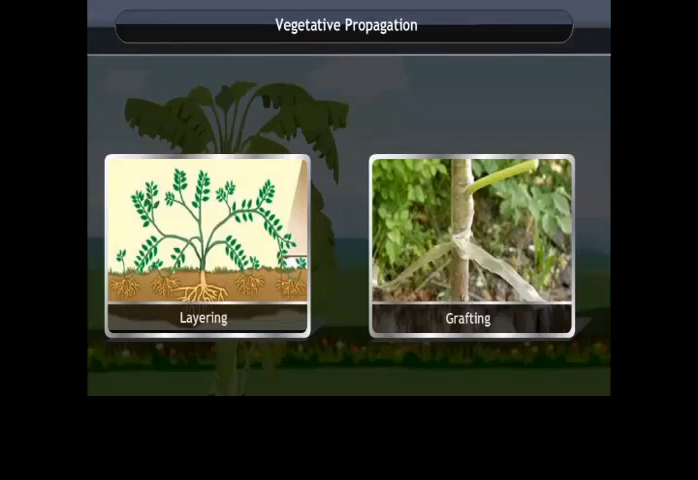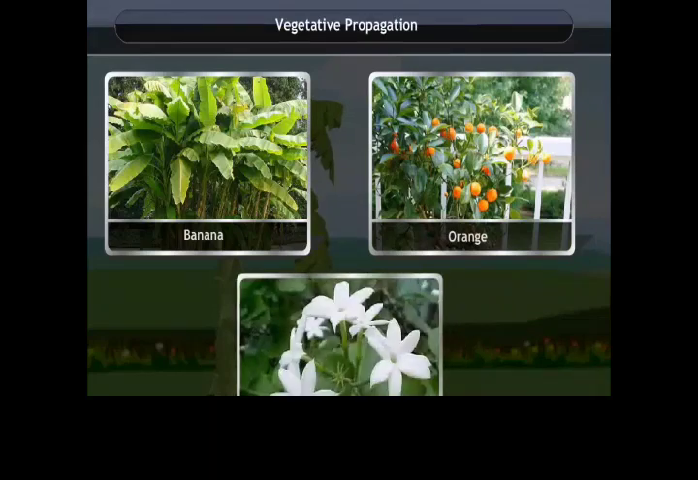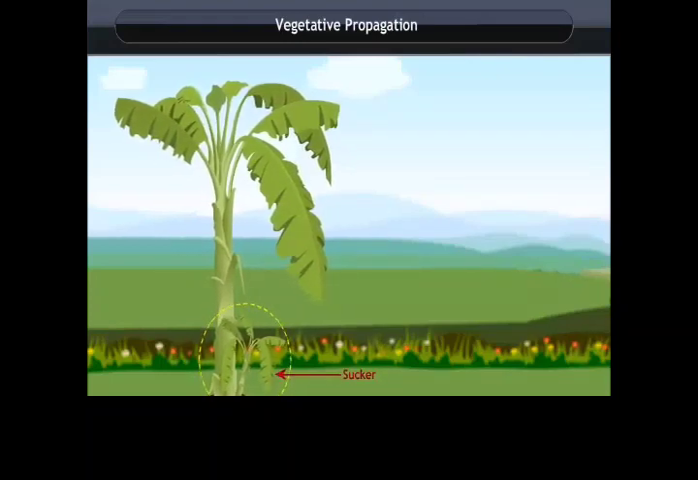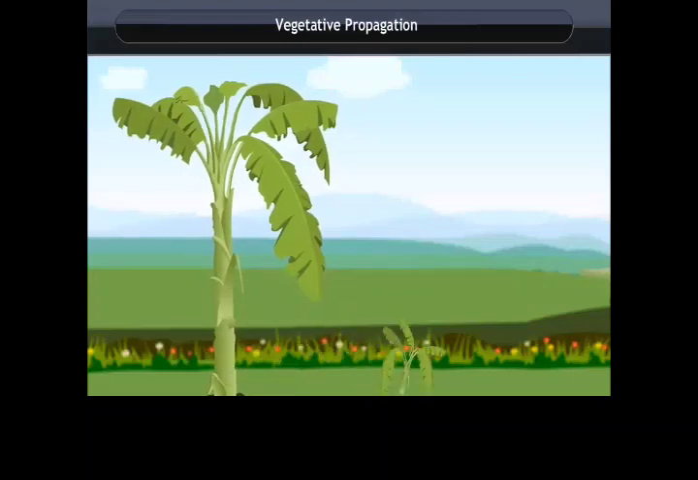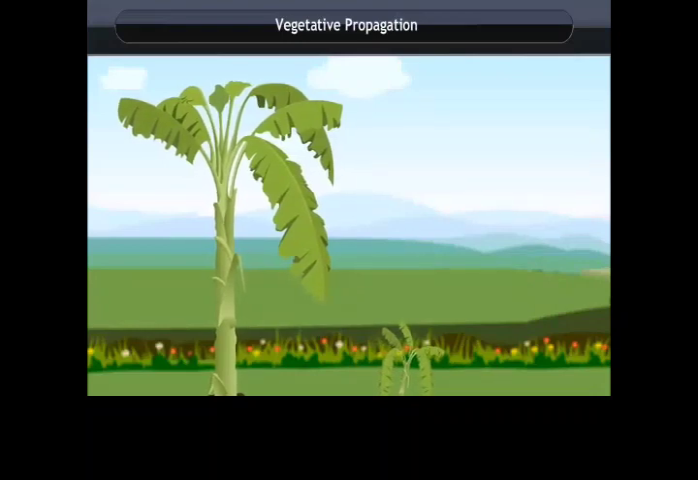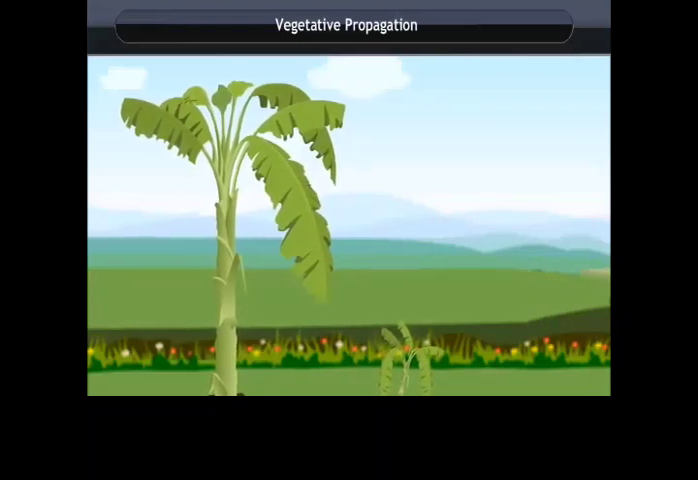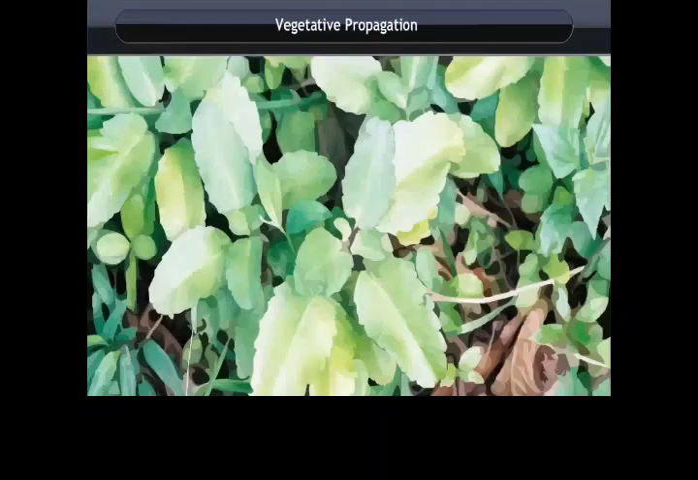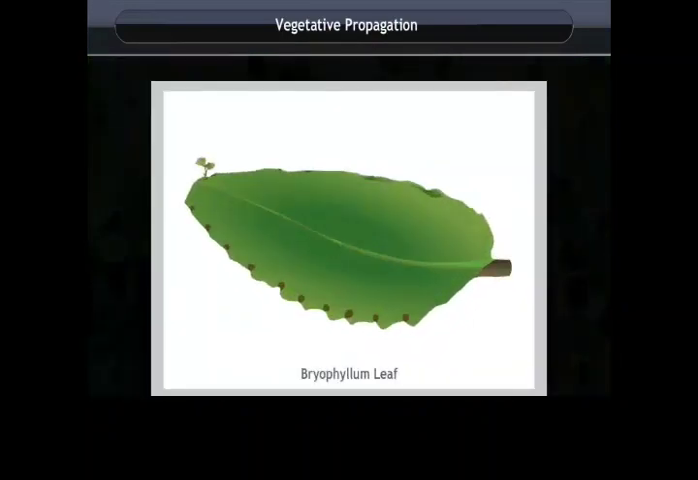Vegetative propagation methods also make possible the propagation of plants such as banana, orange and jasmine that have lost the capacity to produce seeds. The banana plant reproduces by layering. The banana sucker is removed from the mother banana plant and the roots are cut. These are then planted, which give rise to a new banana plant that is genetically identical to the mother banana plant. Plants produced by vegetative propagation are similar to their parent plant. Similarly, buds produced at the leaf margin of Bryophyllum can develop into new plants.